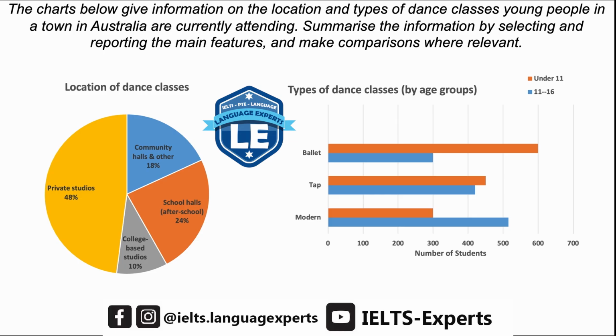In this video, we'll work on a sample answer for this IELTS Writing Task 1 academic question, focusing on planning and vocabulary. This particular question is what we call a combination question. It has two different types of charts, in this case, a pie chart and a bar graph. These types of questions are also known as mixed charts or multi-graph questions.